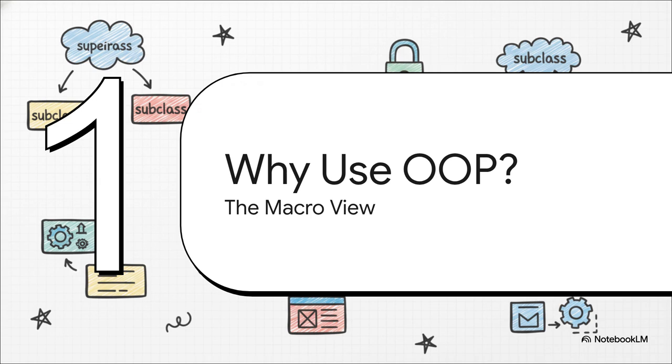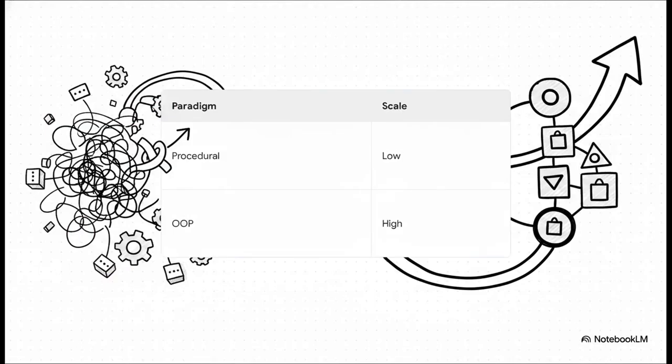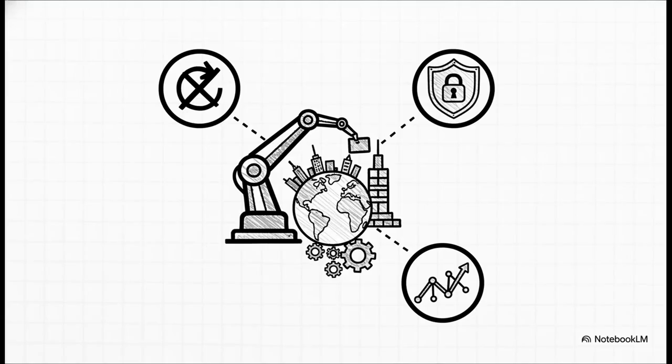And finally, section 6. Why should we even use OOP? If you look at the old way, procedural programming, the code is entirely function-based, the data is separated, and honestly, the scalability is pretty low. If you try to build a massive app this way, it quickly becomes a tangled mess. OOP, on the other hand, is object-based, the data is cleanly encapsulated, and it offers incredibly high scalability for really complex, evolving projects.